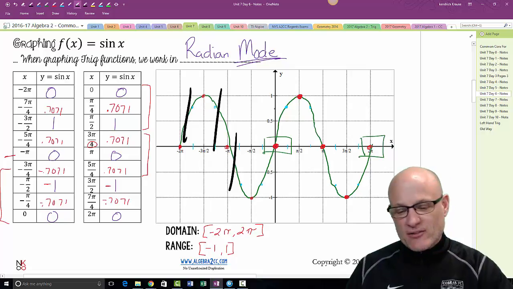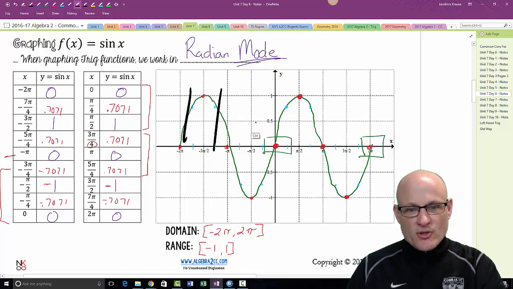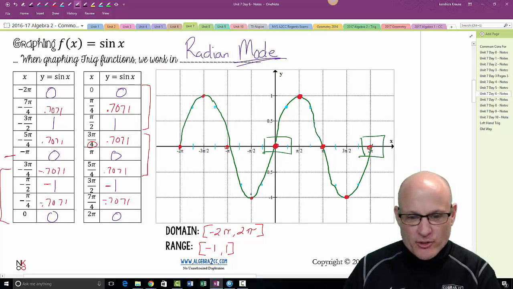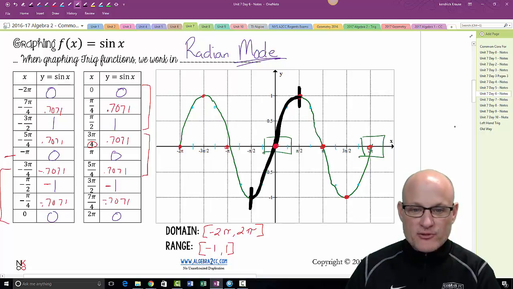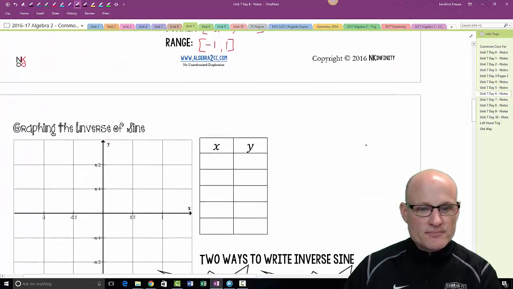So I know that the inverse is not going to be a function. So in order to graph the inverse and actually make it meaningful, I'm only going to graph from here to here, from -1 to 1, and its inverse would then be a function. See, then it passes the horizontal line test. So I'm only going to graph from -pi/2 to pi/2.